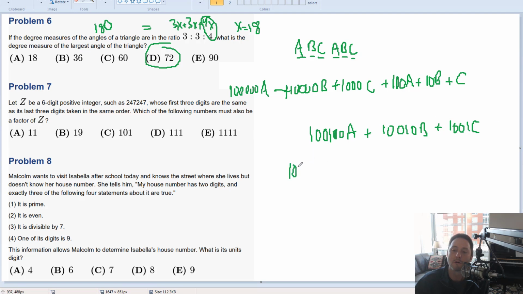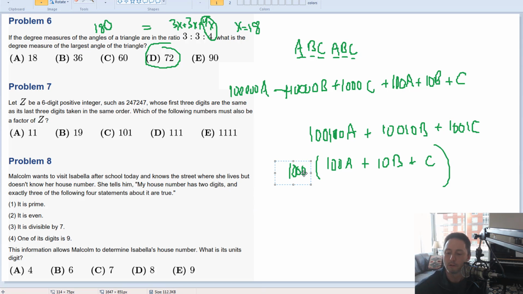So 1,001 times 100A plus 10B plus C. Let me rewrite that. So it's divisible by 1001. Okay, so no matter what our number is in this form, it's always going to be divisible by 1001.